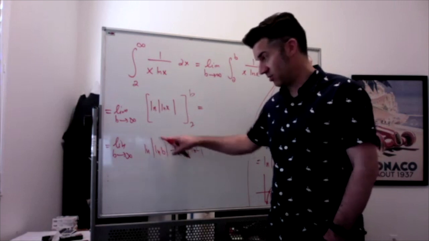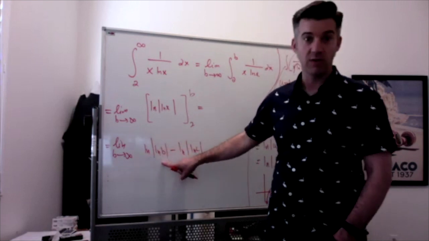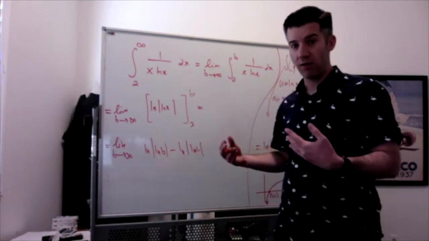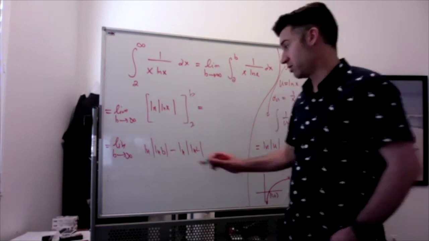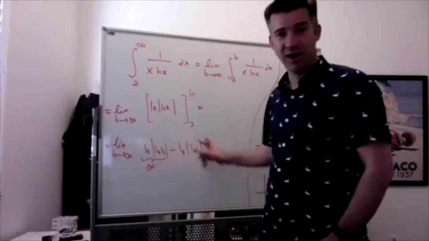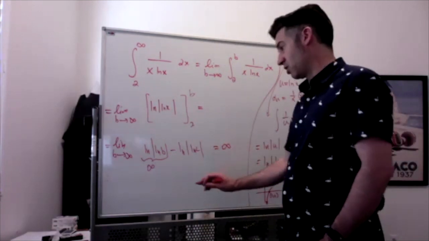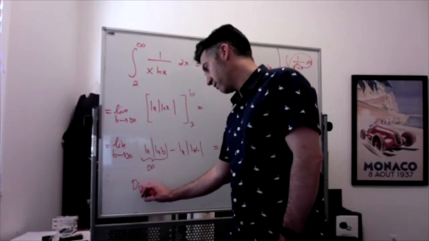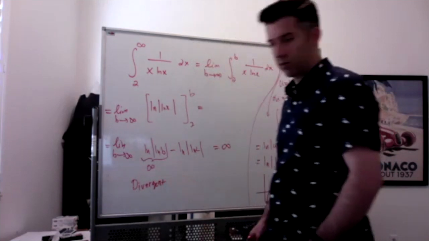And then as the natural log of b goes to infinity, the natural log of the natural log of b also goes to infinity. So basically, if you have a logarithm and the inside is getting infinitely large, the function is getting infinitely large. So this is going to infinity. This is some constant that I don't care about. This is going to be infinity. So we have a divergent integral.